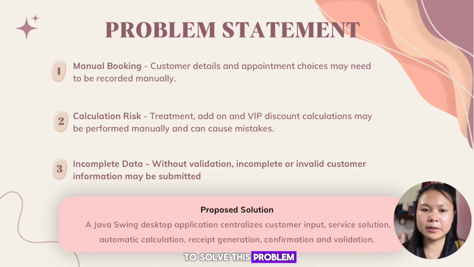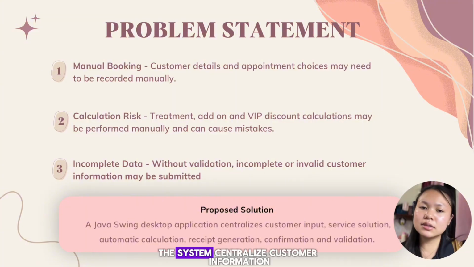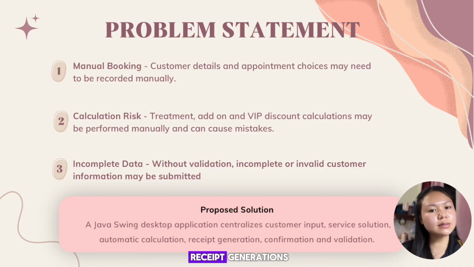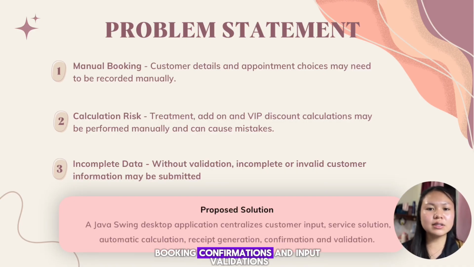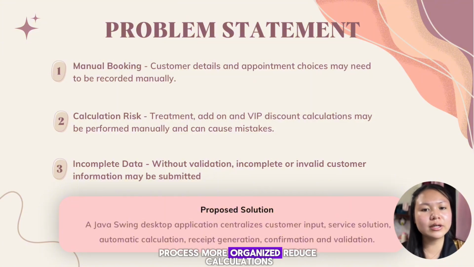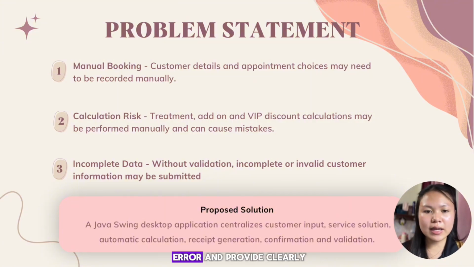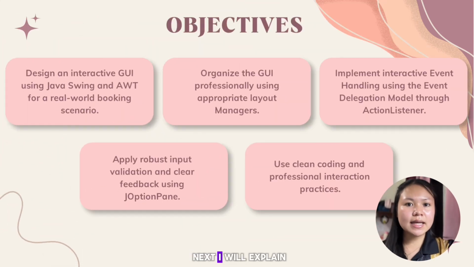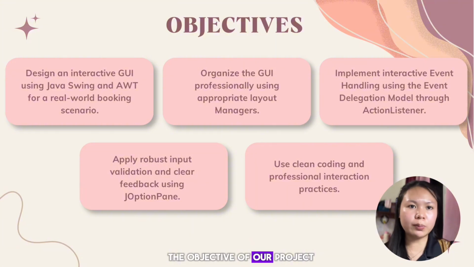To solve these problems, we propose a Java Swing desktop application. The system centralizes customer information, service selections, automatic price calculation, receipt generation, booking confirmation, and input validation. Therefore, the proposed system can make the booking process more organized, reduce calculation errors, and provide clear feedback to users. Next, I will explain the objectives of our project.